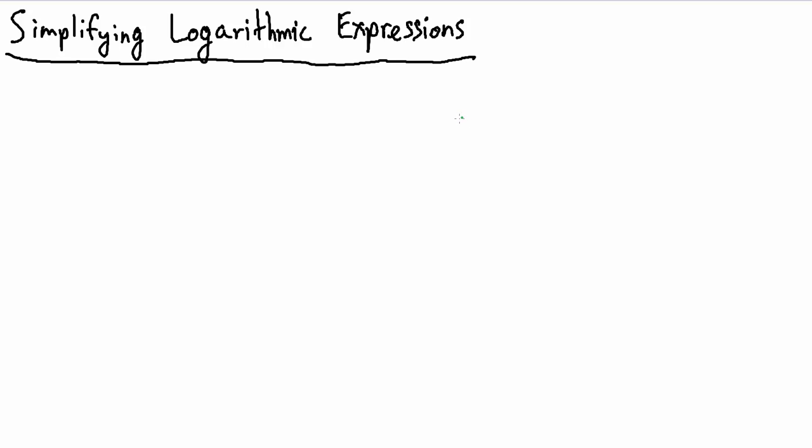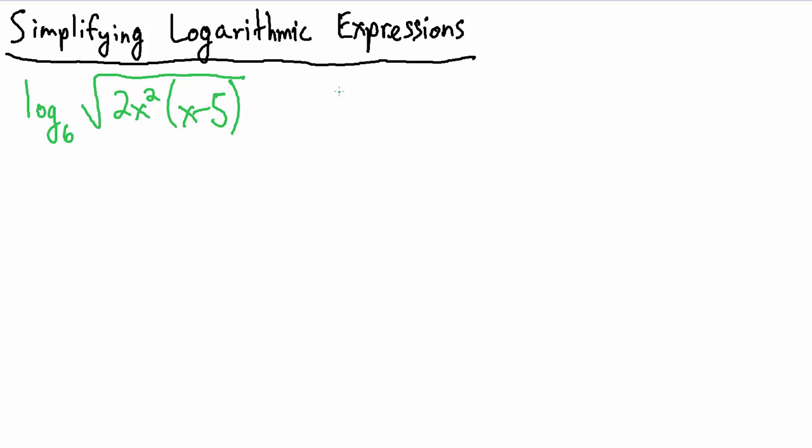In this video, we're going to talk about simplifying logarithmic expressions. So we're going to do that through an example. Let's say we have the base 6 log of the square root of 2x squared times the quantity x minus 5. Okay, and we want to simplify this.